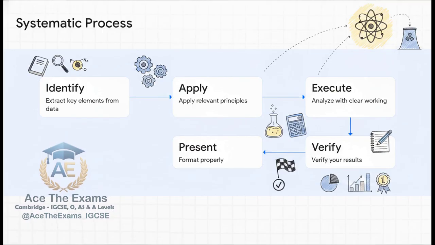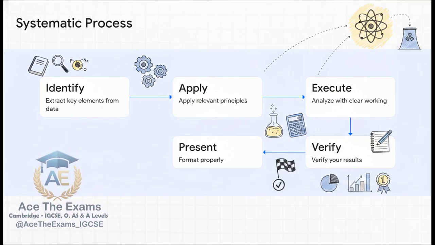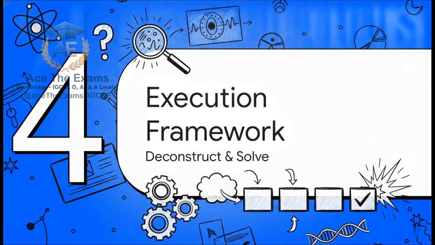Look, if you make this exact sequence a habit, you build a safety net. A net that catches method marks even if you make a silly little arithmetic error at step 4. Let's move on to section 4 and see how this builds.